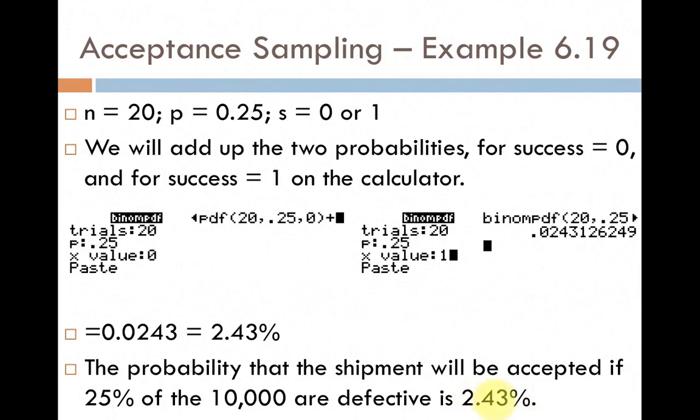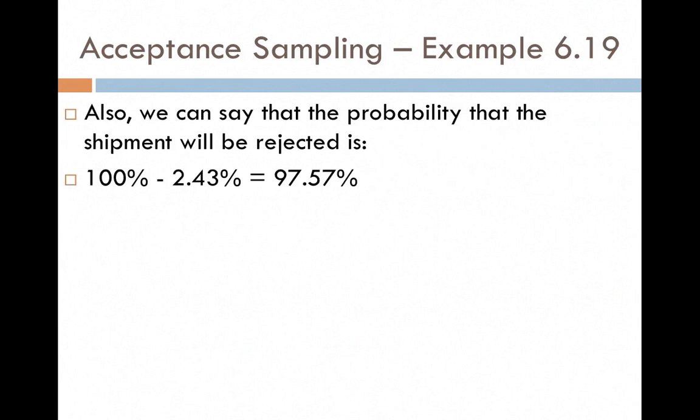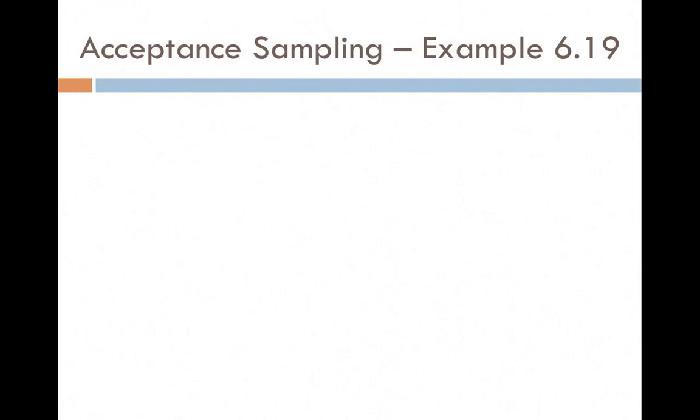So we have to think, is that reasonable? Is there a way we can get this to be lower? This is the probability of making an error in choosing to accept the shipment. Is there any way that we can get that error to be lessened? If we take 100% minus 2.43%, this is the probability that the shipment will be rejected, 97.57%.